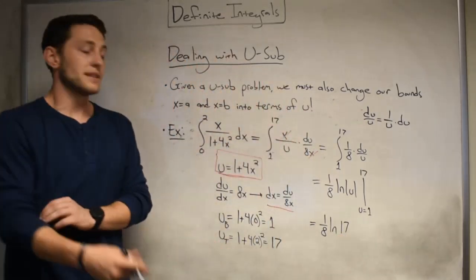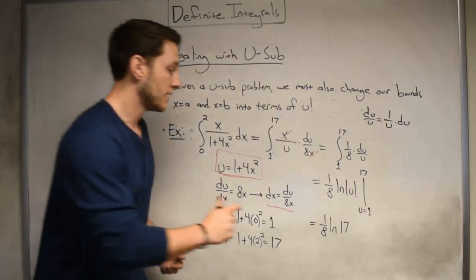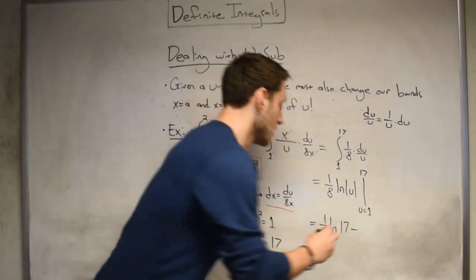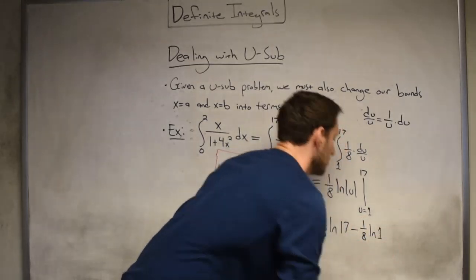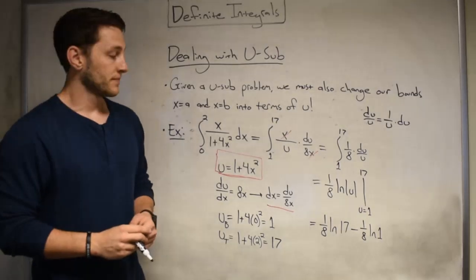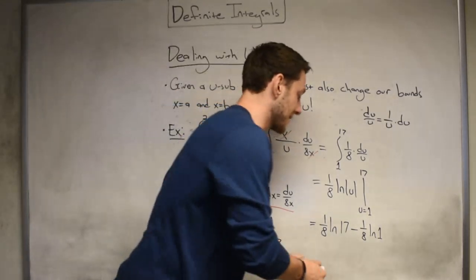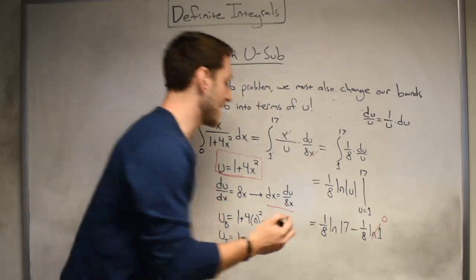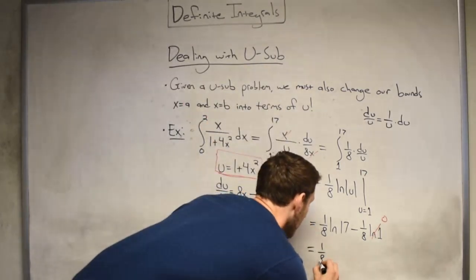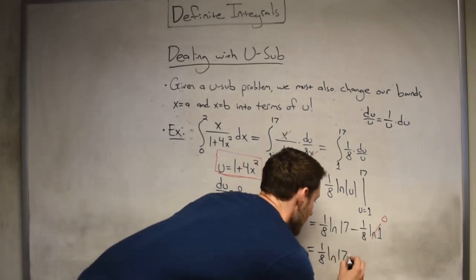1/8 times the natural log of 17, and subtract away 1/8 times the natural log of 1, plugging in the bottom number. Last but not least, notice that the natural log of 1 is just 0, leaving me with a final answer of 1/8 times the natural log of 17.